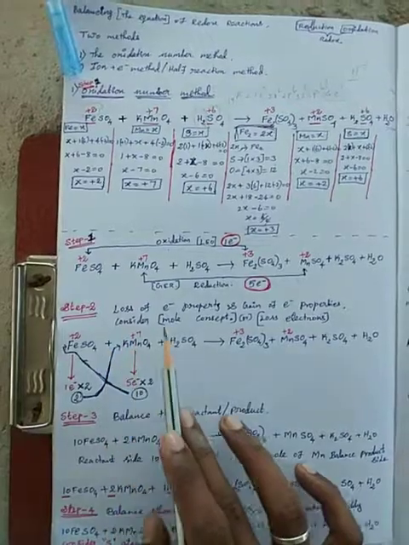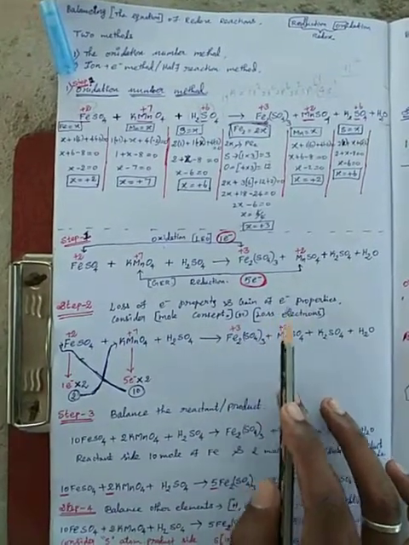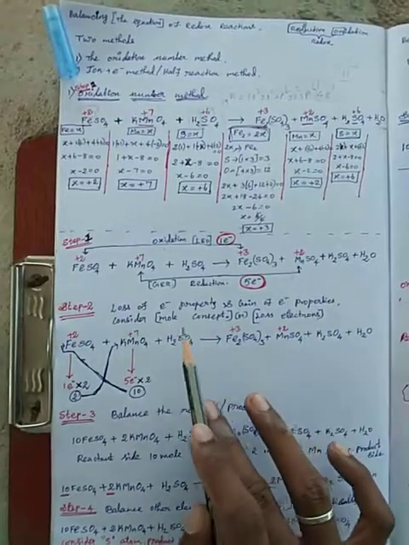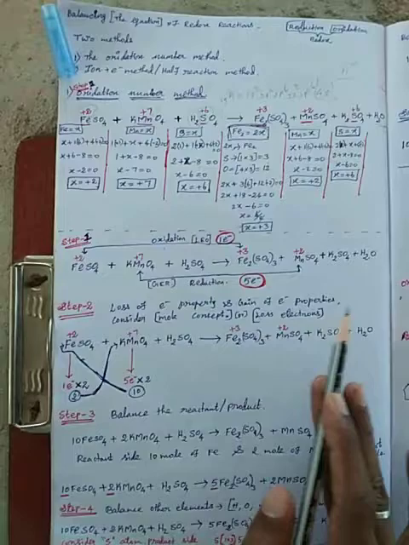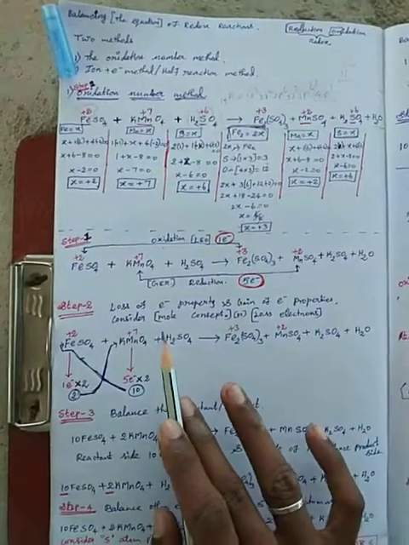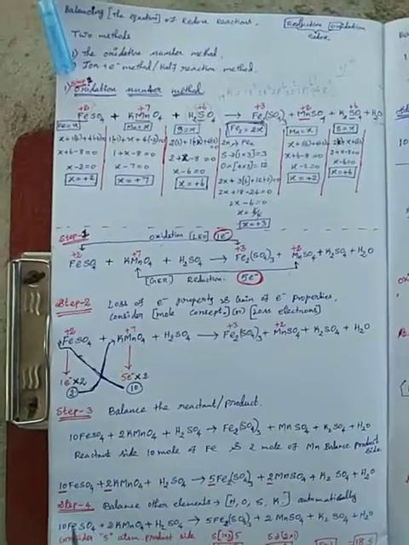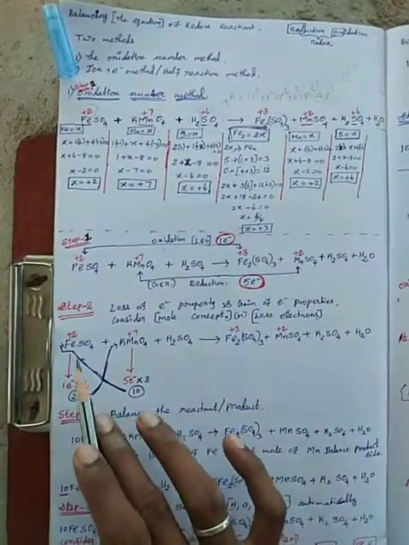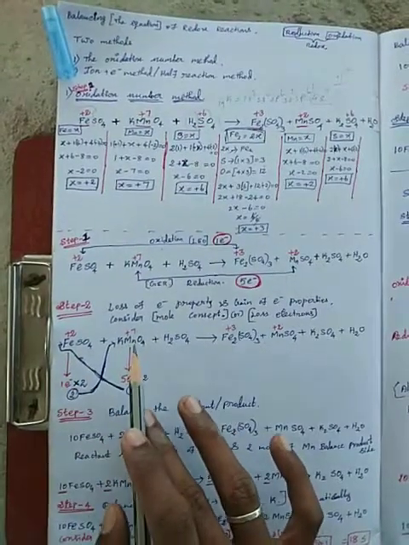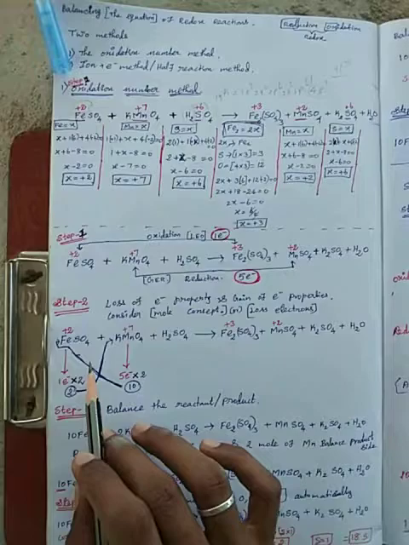Step 2: the loss of electrons and gain of electrons will be considered, students. How many electrons are lost and how many electrons are gained? Using the mole concept, the loss of electrons will be mentioned. How many electrons are equal for the Fe ion and the manganese ion? So equate the reaction.